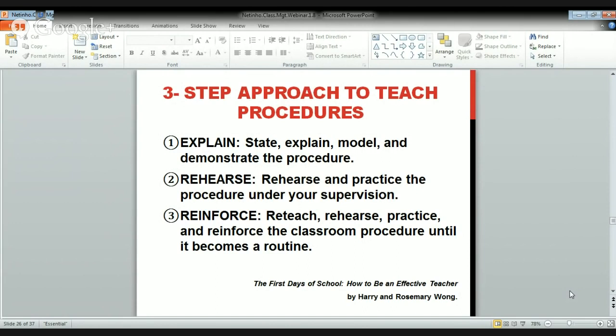Okay, now you have a procedure, and you need to teach that procedure. The first thing you're going to do is explain to the students what the procedure is. Remember, procedures are how things are done. You state what you want, and you explain, model, and demonstrate the procedure.